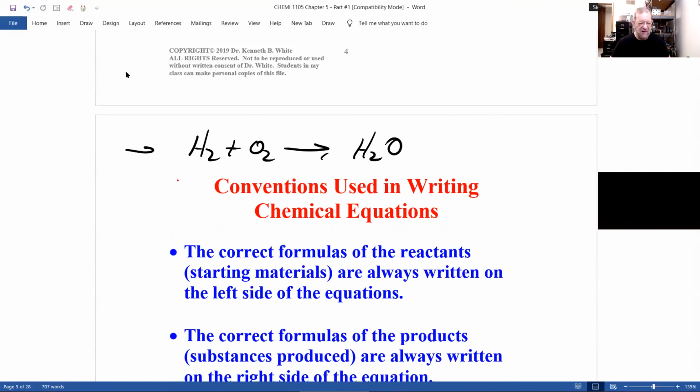Now here we have a chemical equation. For those of you who know, I'll be teaching you in this chapter what's balanced and unbalanced. This is unbalanced at this point.